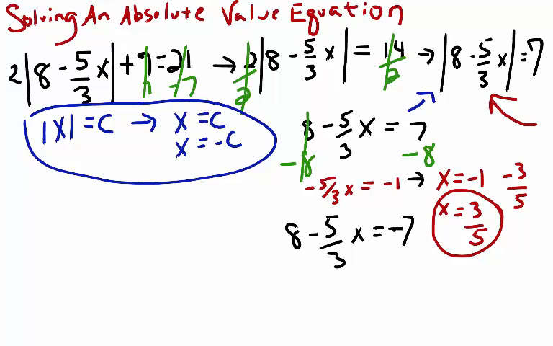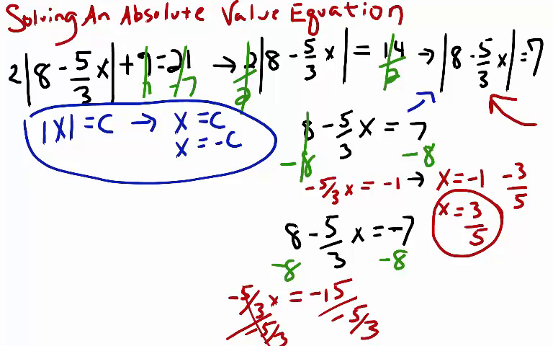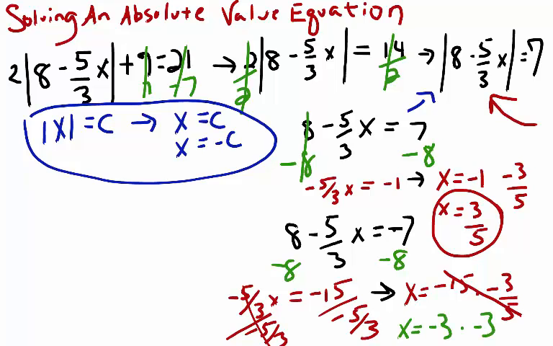Now we take a look at the second equation. Here, I'll subtract 8 from both sides, and that leaves me with -5/3 x equals -15. Again, I divide -5/3 from both sides. Then I can rewrite this as x equals -15 times -3/5. I can cross cancel 15 with 5, and that leaves us with x equals -3 times -3, which is equal to x equals 9. So here are our solutions for our absolute value equation.